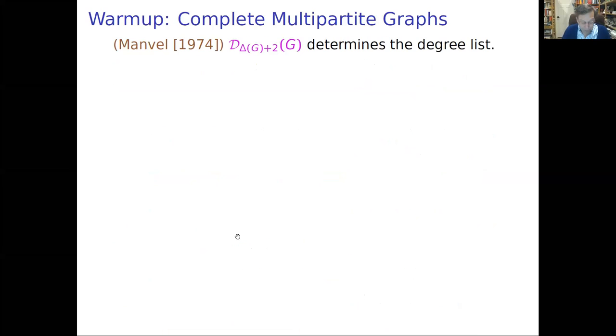So let's start warm up with some easy questions about complete multipartite graphs. So Manvel proved that if you have maximum degree K, and you have the deck of K plus two vertex induced subgraphs, then you can determine the degree list. You can see, because there are no dominating vertices in any of your cards, you can see what the maximum degree is. And then counting arguments tells you how many vertices there are with each smaller degree.